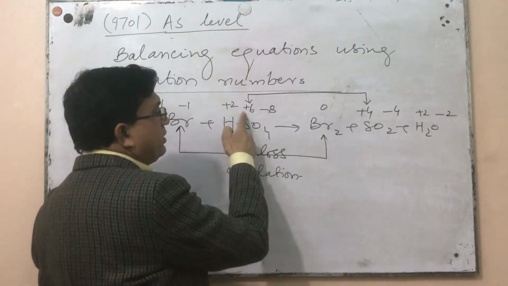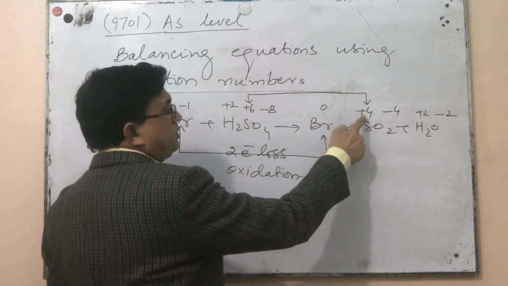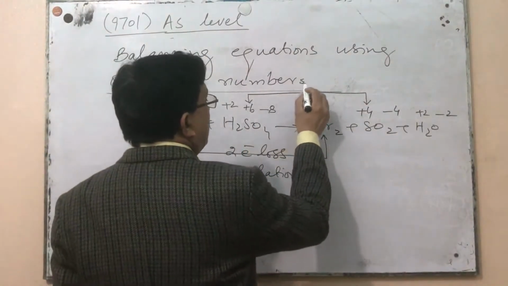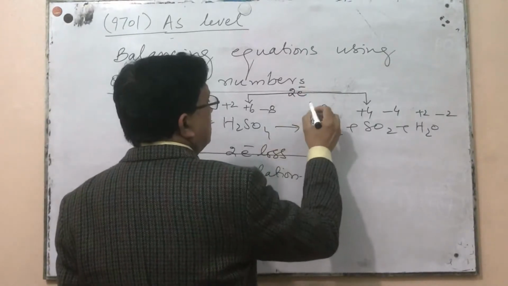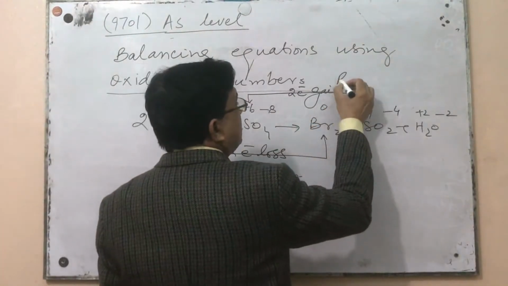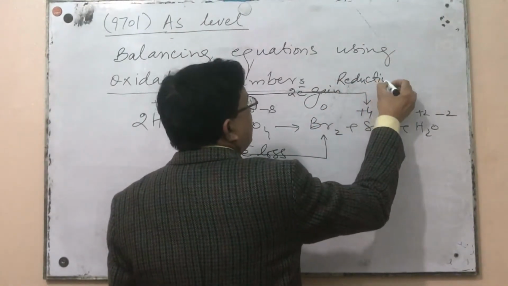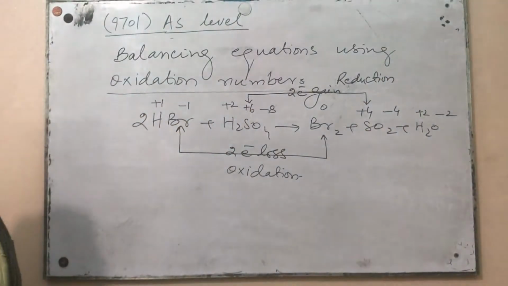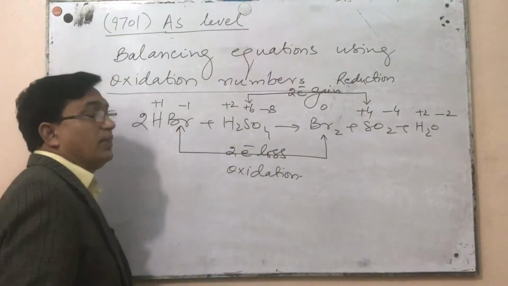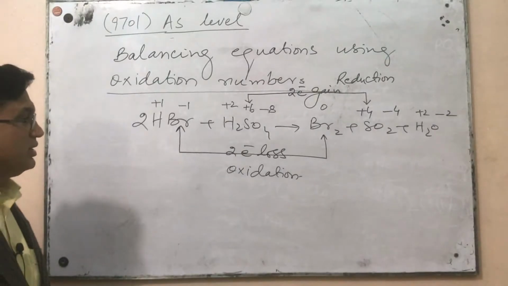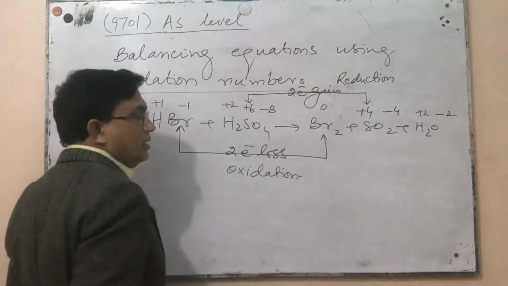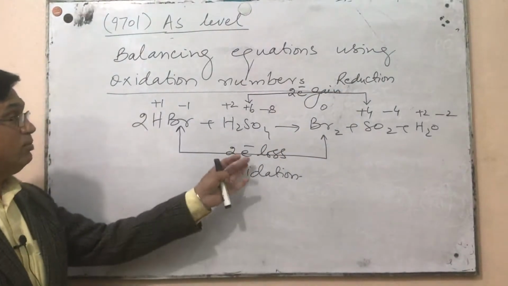Now, what is happening here? The oxidation state of sulfur is changing from +6 to +4. It means that 2 electrons are gained. Electron gain is called reduction. And as the reduction of sulfuric acid is taking place, that's why this is acting as an oxidizing agent. Now, in the third step, we have to look whether the electrons lost or gained are equal or not. We have to make them equal.